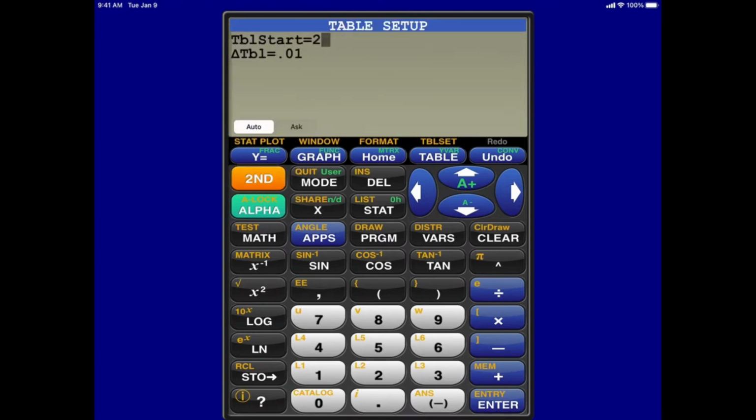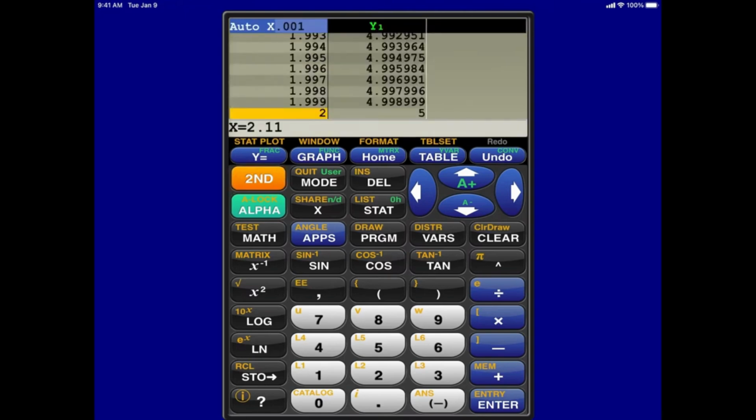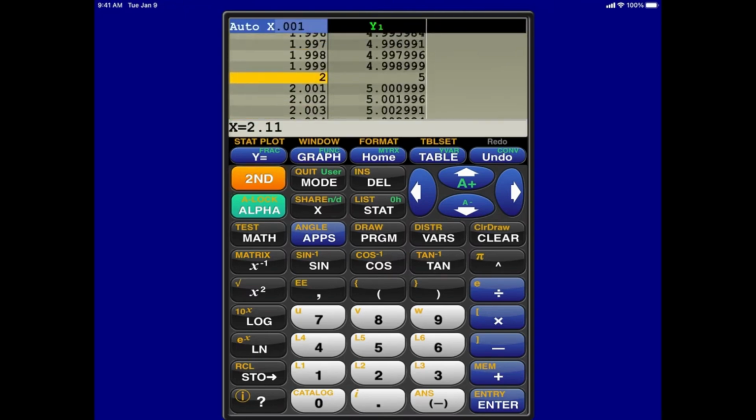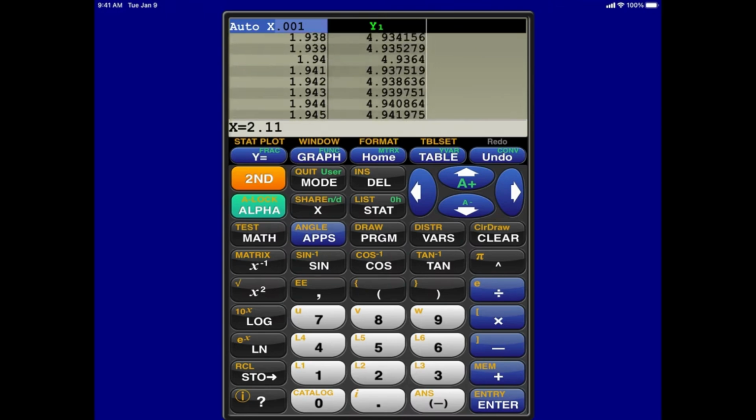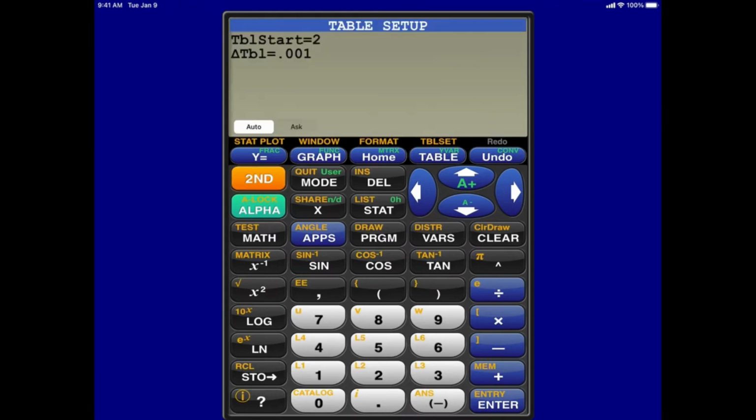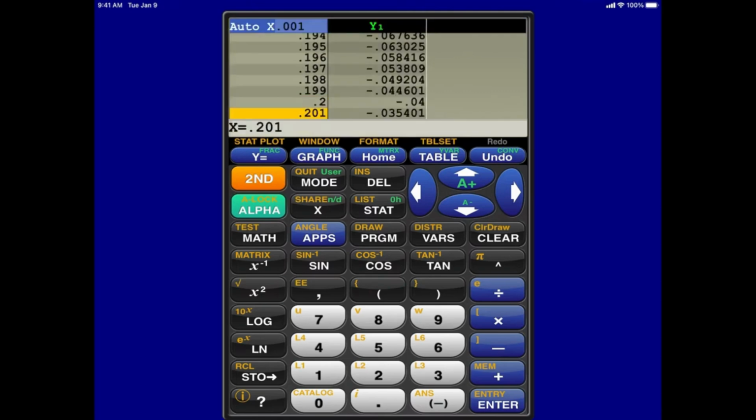Let's start at 0.2 and we'll go 0.001. Again, we're looking for a number. I started at the wrong number. Let's try it again. Second table set. I want it to start at 0.2. Okay, now we're looking for a number very close to 0.